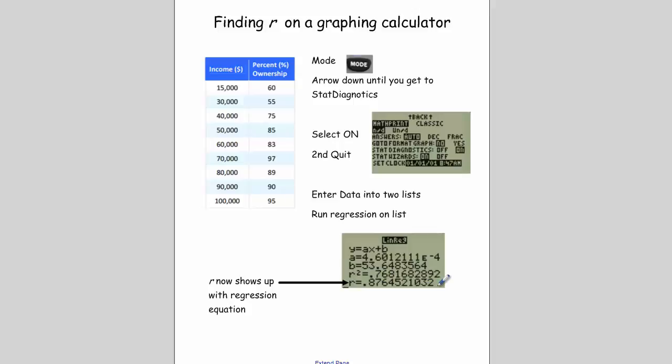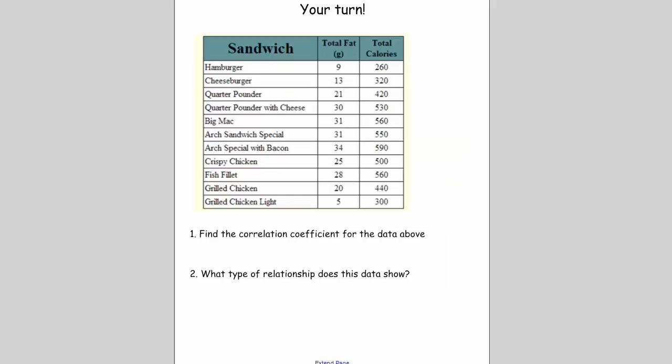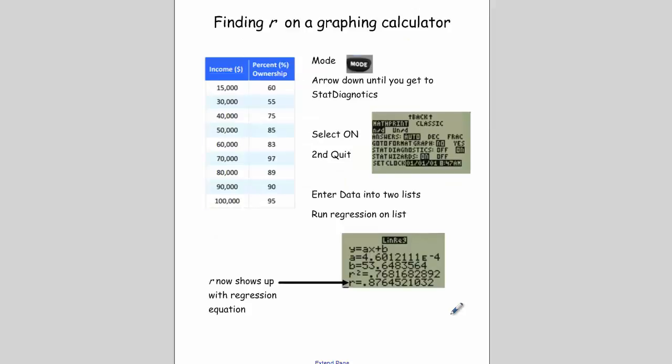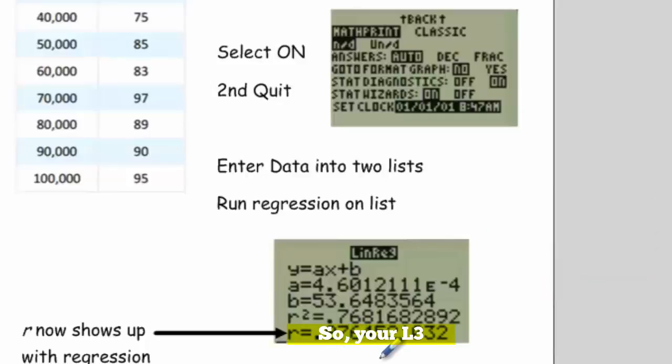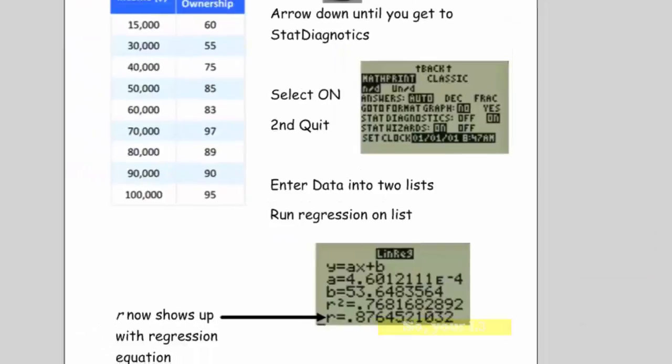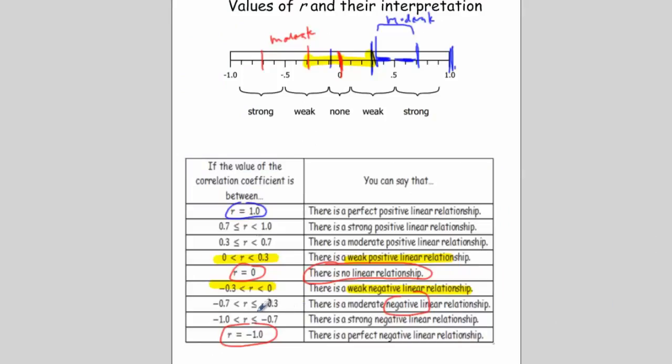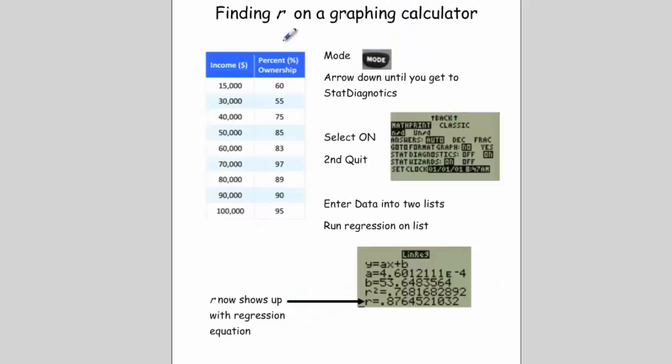Okay, so it appears that the correlation that we've been working with for the past few lessons is actually a pretty strong positive correlation between income and percent ownership, because R is equal to 0.88 if you round it to the nearest hundredth. If we go back to our chart here, 0.88 is going to be in this range, which would be a strong positive relationship. So that means as income increases, the percent car ownership also increases.